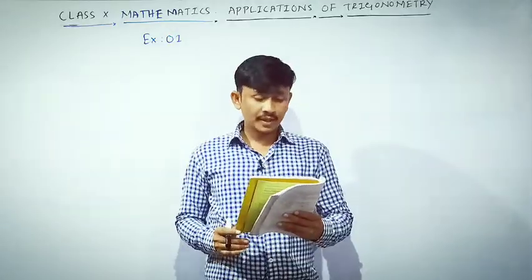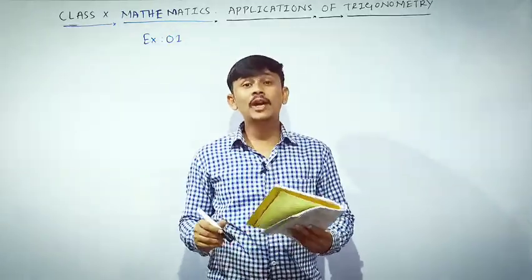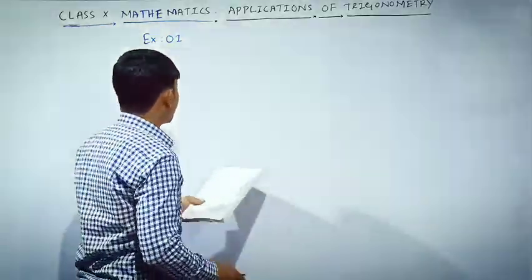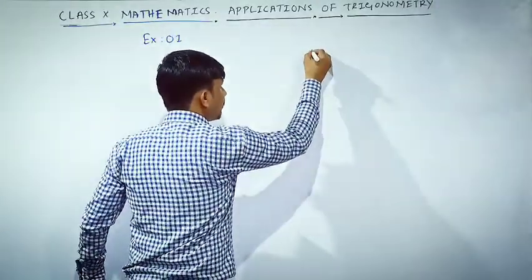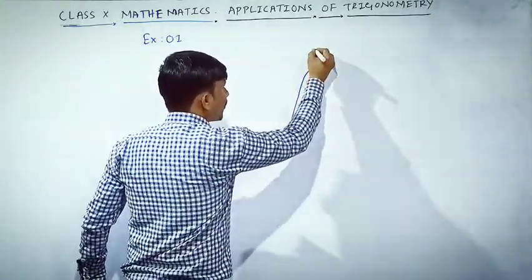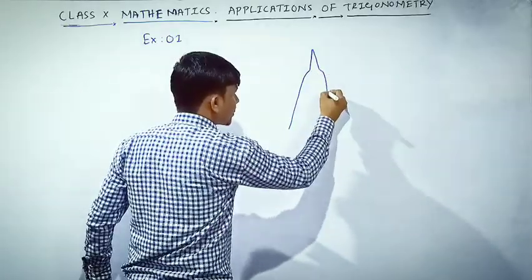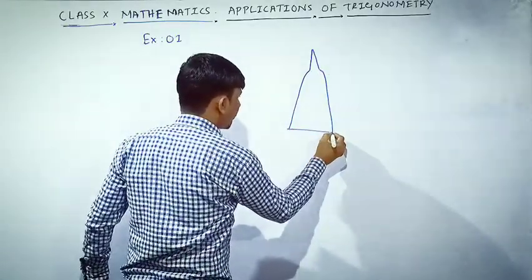Example number 1: a tower stands vertically on a ground. What are they asking here? A tower stands vertically. Vertical means 90 degrees on a ground.